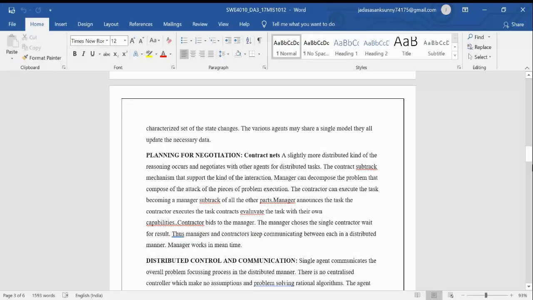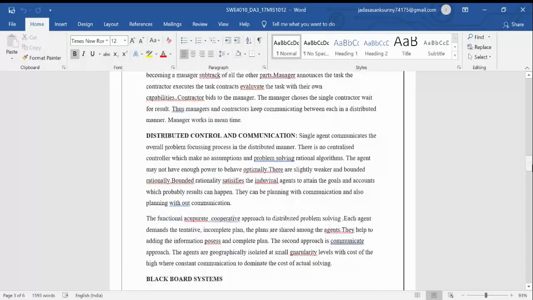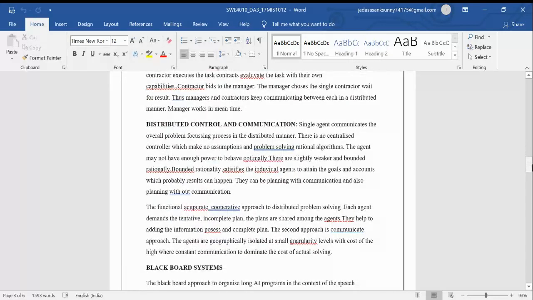And the next step is planning for negotiation. Planning for negotiation makes the agents work on the distributed tasks. The contract net mechanism supports this kind of interaction. In this step, the manager can decompose the problem which is acquired by the slave, and it can be rectified by these negotiations.